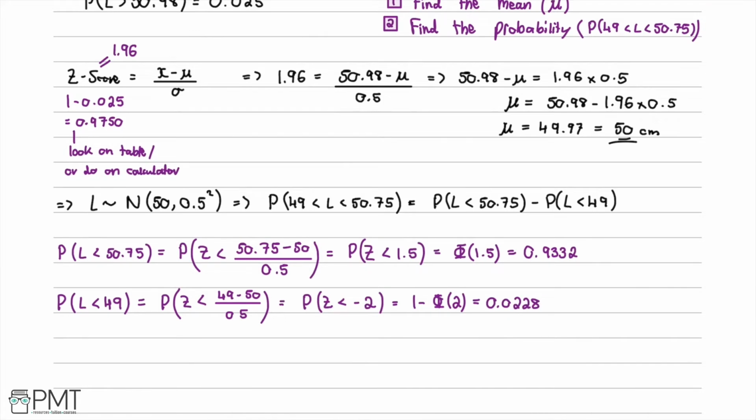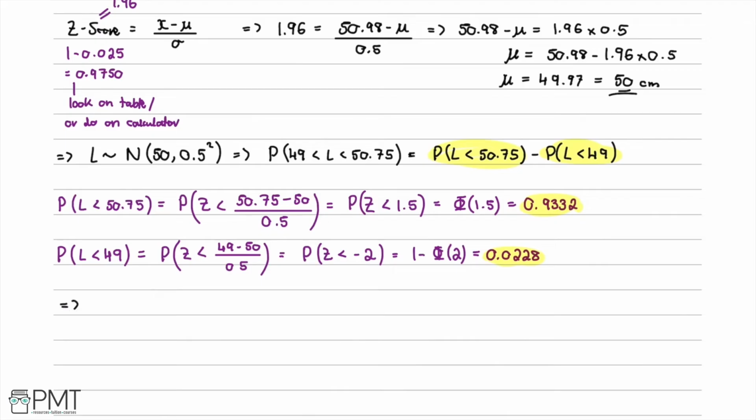So therefore, we can take this number here and this number here and substitute them in here and here. So therefore, we'll have that the probability of L being between 49 and 50.75 is going to be equal to 0.9332 minus 0.0228. And putting this into a calculator and rounding to 3 significant figures, this comes out as 0.910.